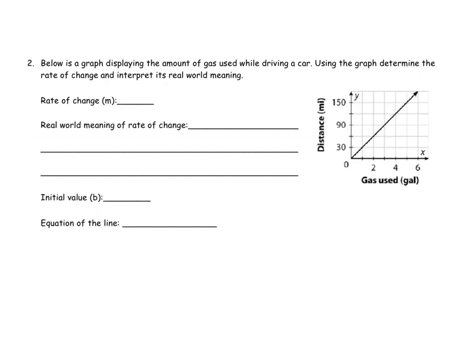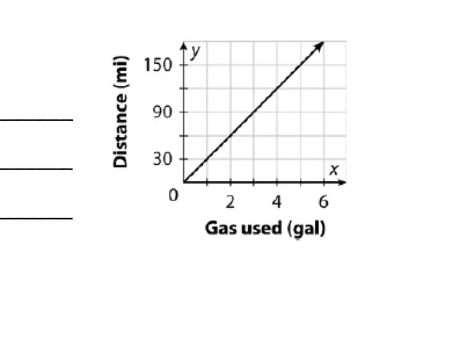All right, now this question says, below is a graph displaying the amount of gas used while driving a car. Using the graph, determine the rate of change and interpret its real-world meaning. Okay, so if I want to determine and interpret the rate of change, I need to first understand what's happening on my graph over here. So I'm going to take this and make this just a little bit bigger. So you want to understand what this means.